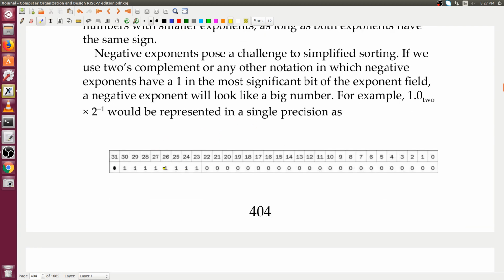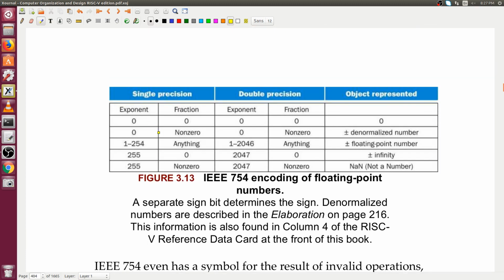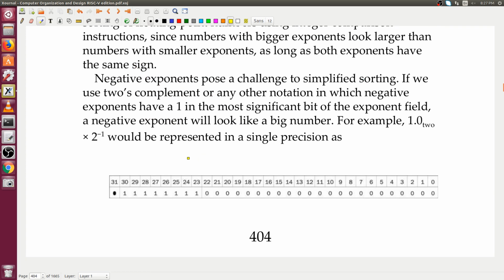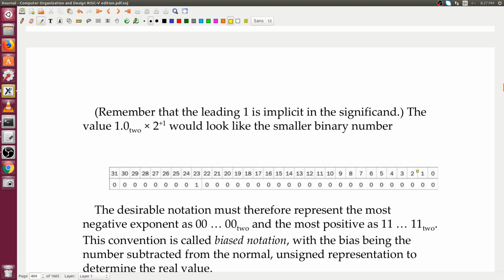Okay, and here they're showing you what infinity looks like, correct? So infinity here is going to be all ones in the exponent bits, zeros in the fractional bits. And so 0 is just going to be all zeros, of course.